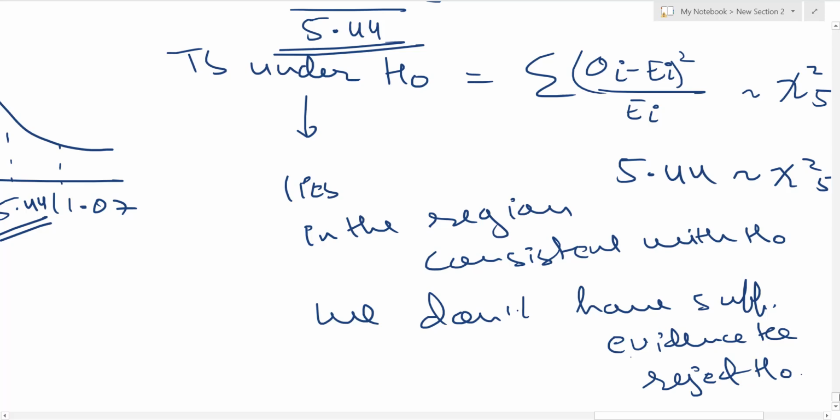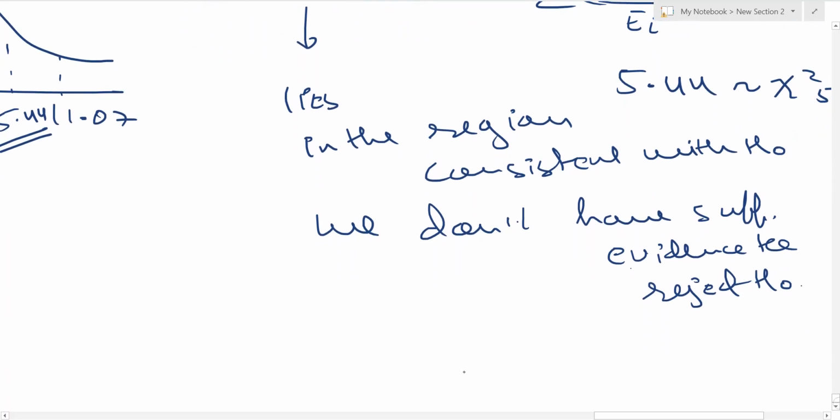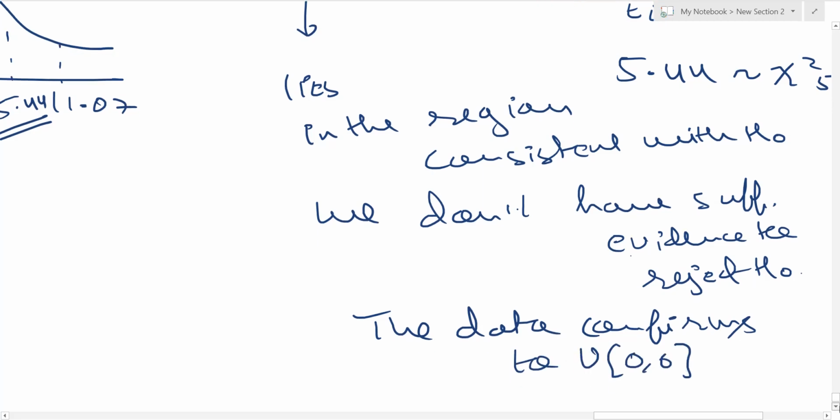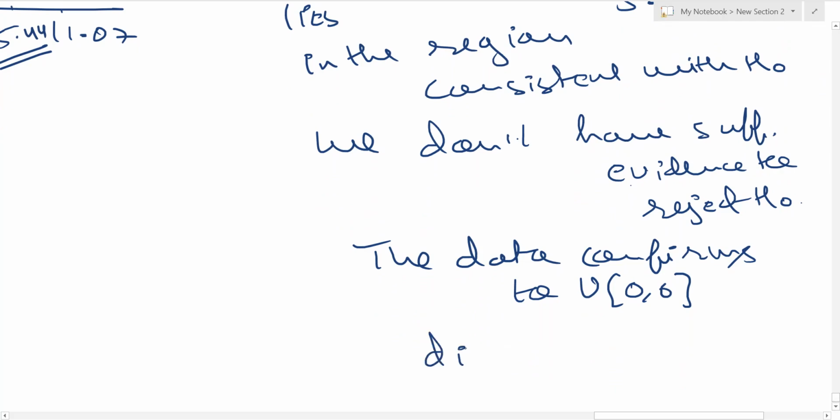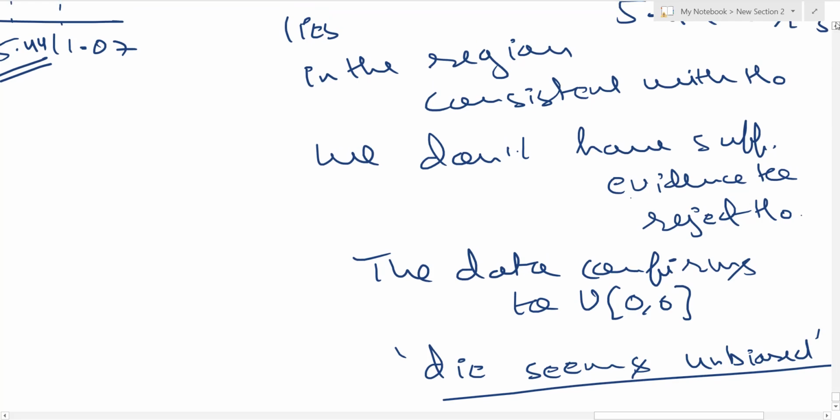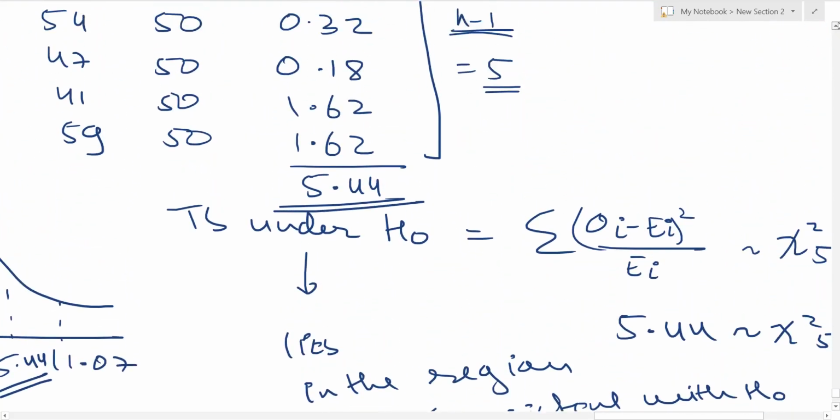Right, and we can say that the data conforms to a uniform 0,6 distribution, and the die seems unbiased. So this is how you conduct such a test. Now we'll discuss a bit more about degrees of freedom soon, but this is our analysis for this question.